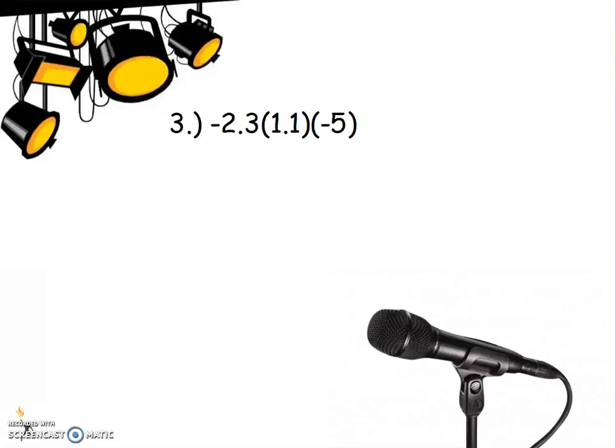All right, let's take a look at number 3. On number 3, it does not matter which order you multiply this in. You can multiply this times this or this times this. But I have an even amount of negatives, so the answer is going to be positive. But I'm going to show you another way you could do this. You can do this times this first.